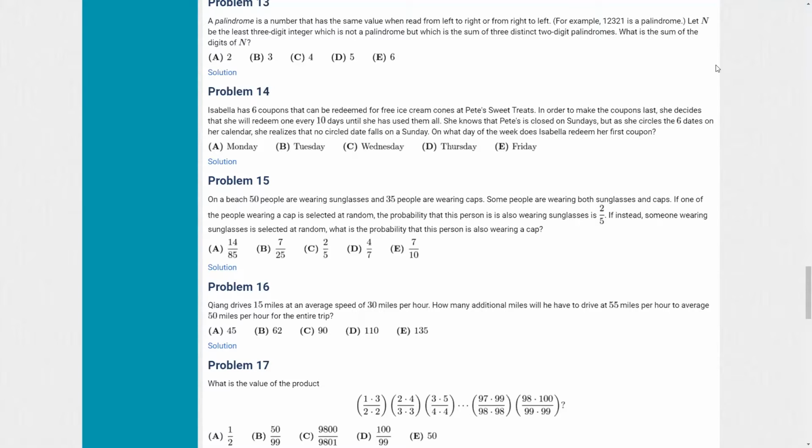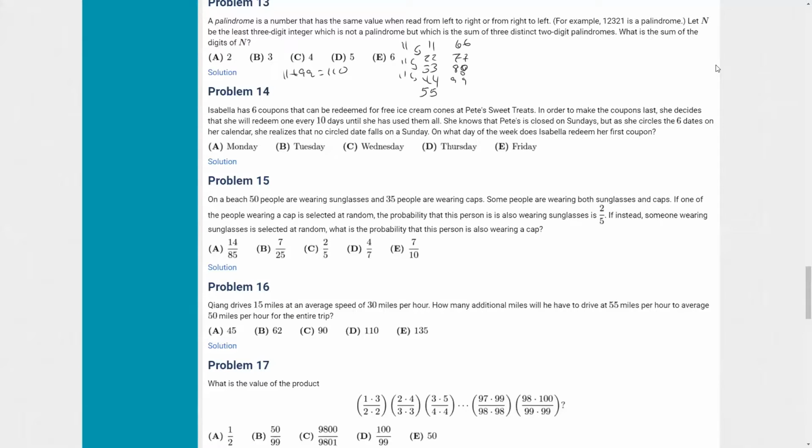So this is what we'll do. With problem number 13, let's just think about the 2-digit palindromes that we could possibly add together. We have 11, 22, 33, 44, 55, 66, 77, 88, 99. Now, something that you'll notice is that the increments between each of these palindromes is just 11. Each time we just add 11 and we get the next palindrome.